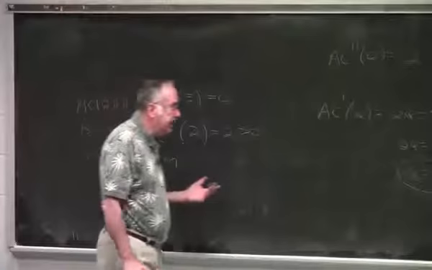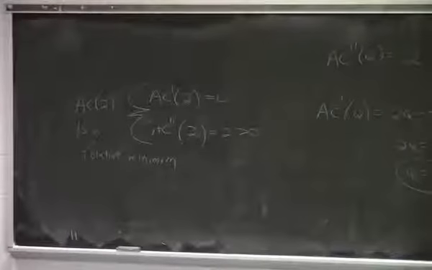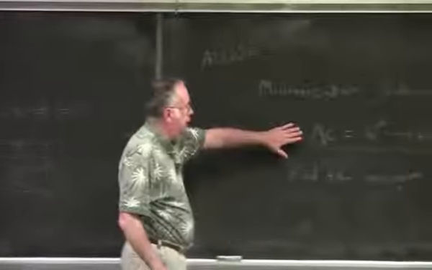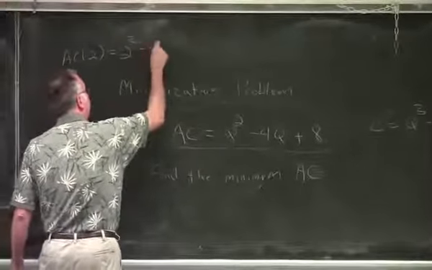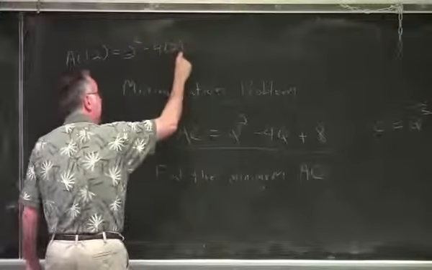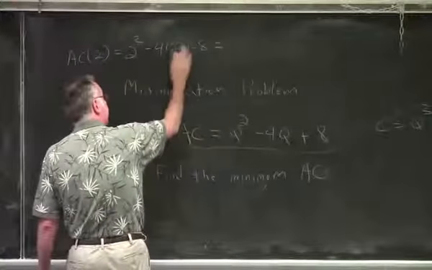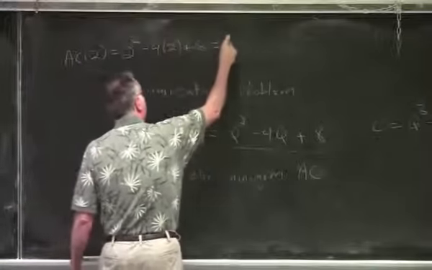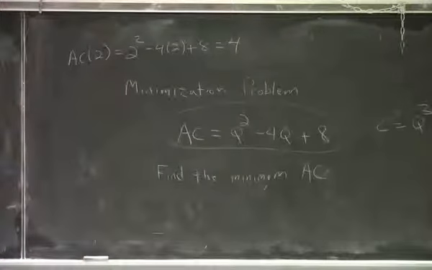And what is AC of 2? Average cost at q equals 2. You just plug into the objective function. It's going to be 2 squared minus 4 times 2 plus 8. And this is minus 8 plus 8, 0, so it's going to be 4. The minimum average cost is 4, and it occurs at an output of 2.